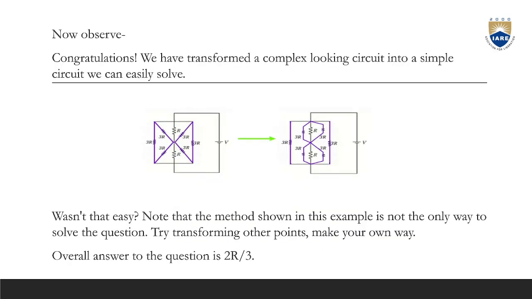Now observe. Congratulations, we have transformed a complex looking circuit into a simple circuit we can easily solve. Wasn't that easy? Note that the method shown in this example is not the only way to solve the question. Try transforming other points, make your own way. Overall, the answer to the question is 2R by 3.